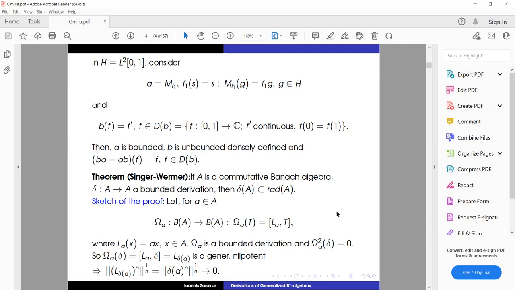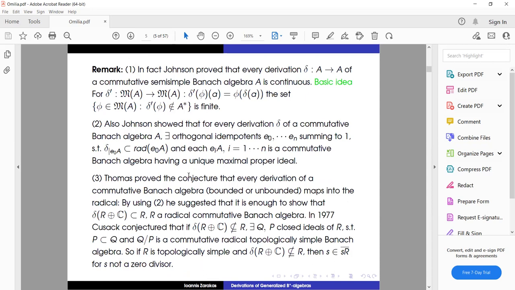So, the celebrated Singer-Wermer theorem tells us that for commutative Banach algebras and bounded derivations, we all know that these derivations map into the radical. And here we had the famous Singer-Wermer conjecture, which was resolved by Thomas in the 80s, if I recall well, and said that this happens for every derivation, either bounded or not, in a commutative Banach algebra, which means that its image would map into the radical of A. Okay, something that I note in the next slide. So it was Thomas who proved this commutative Singer-Wermer conjecture.